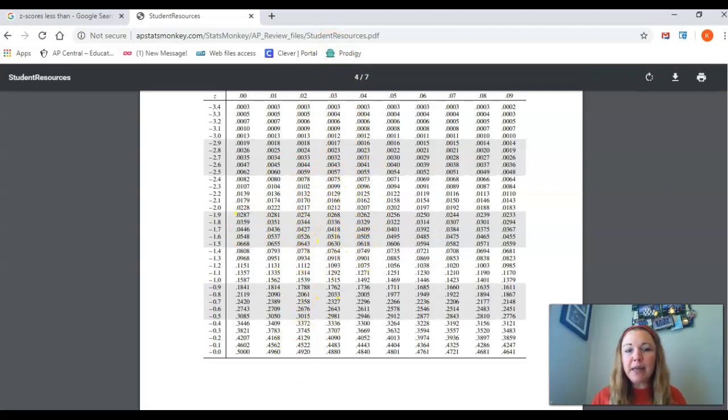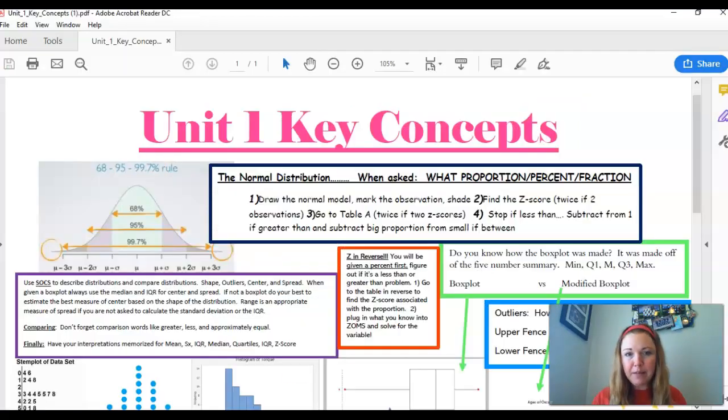Now just remember to keep in mind, is it a less than problem? If it's less than, you just stop, you're done. If it's a greater than problem, you need to subtract from 1. And if it's in between, you're going to have two z-scores, right? And then you're going to go to the table twice, and you're going to do the big proportion minus the small proportion.